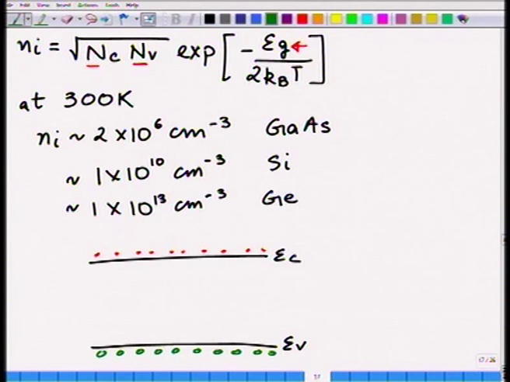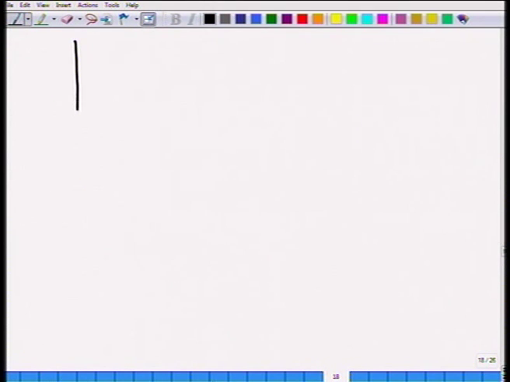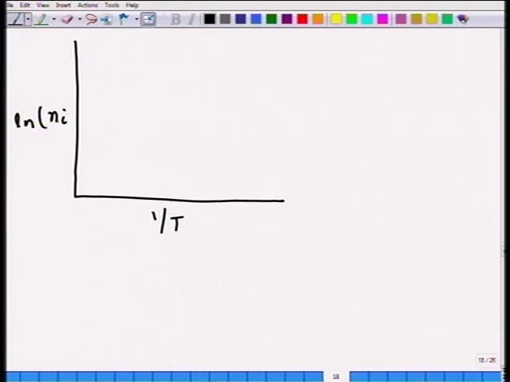So if I plot this as a function of temperature, actually, if I plot 1 by T and I plot Ni, or if you wish log Ni, then what I will get is a curve which looks something like this. This is the plot of Ni.